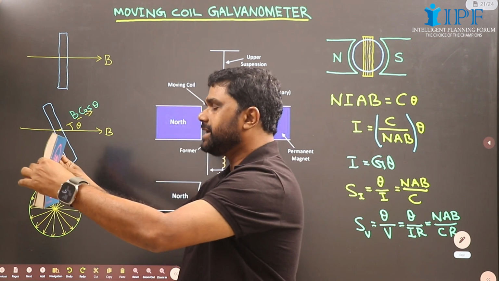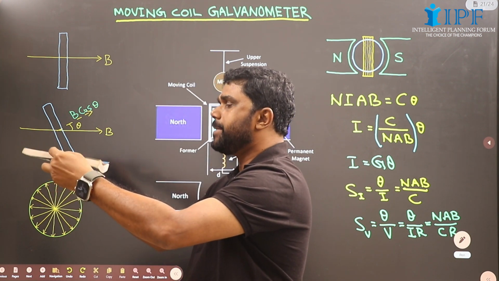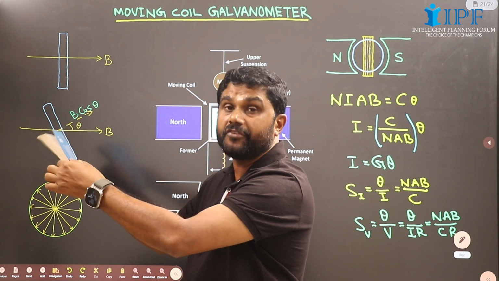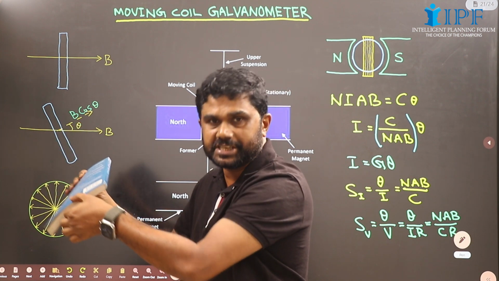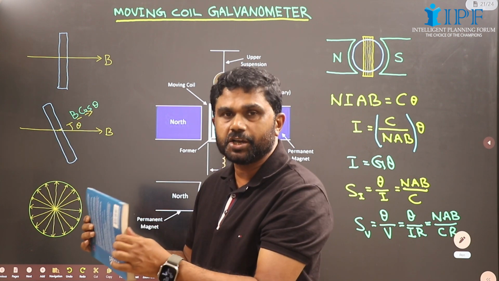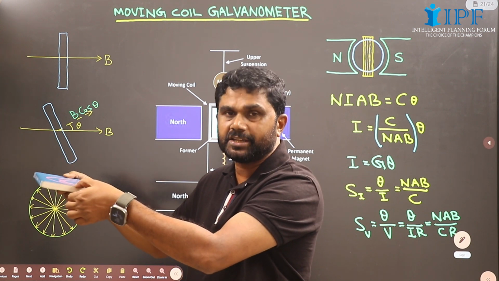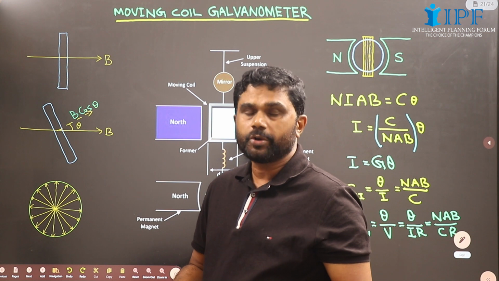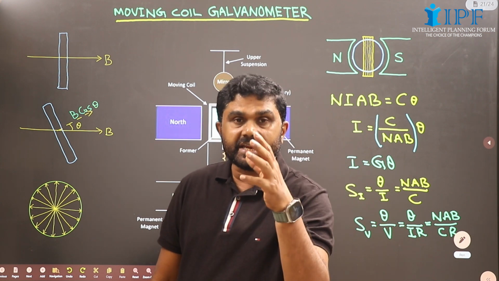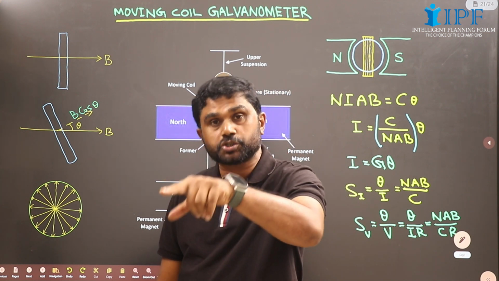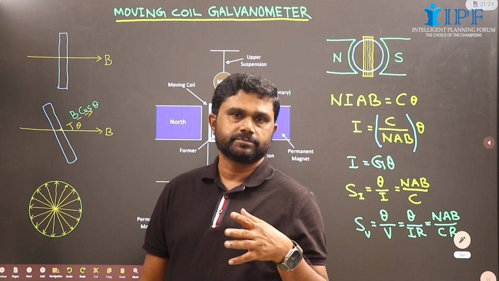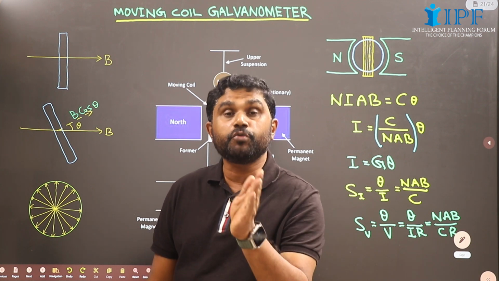So as the coil rotates, the magnetic flux through the coil will vary as cos theta. When theta equals 0, the flux through the coil will be maximum. When theta equals 90, the flux through the coil will be 0. So the torque experienced by the coil will be proportional to cos theta. So we won't get a uniform scale.